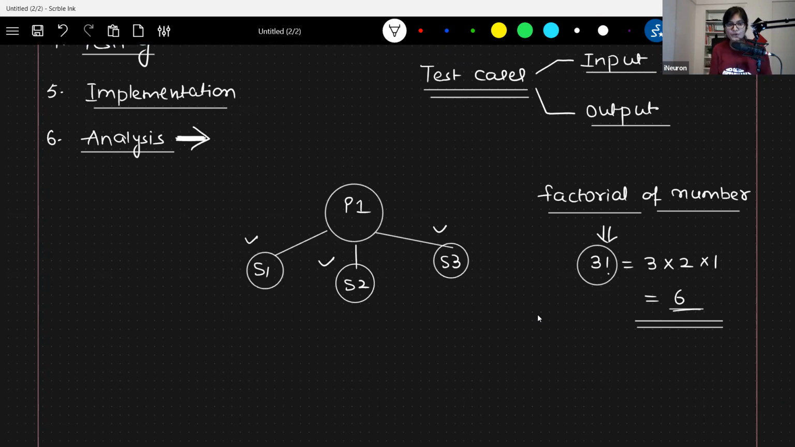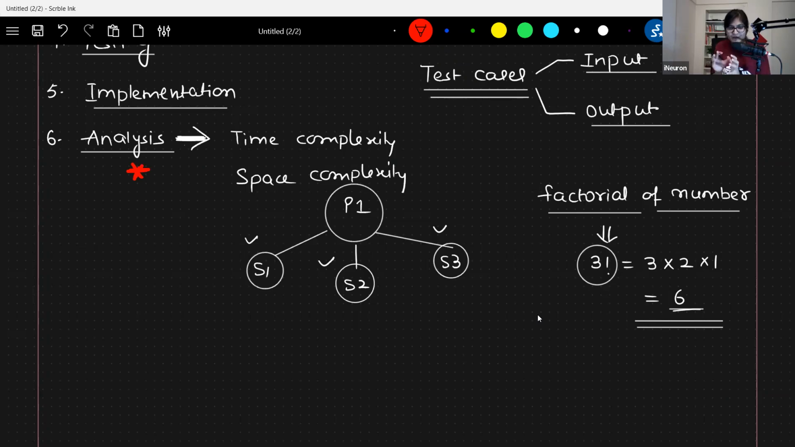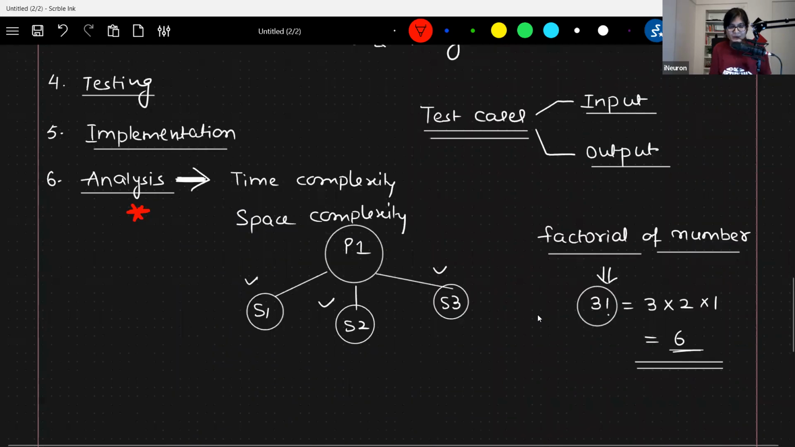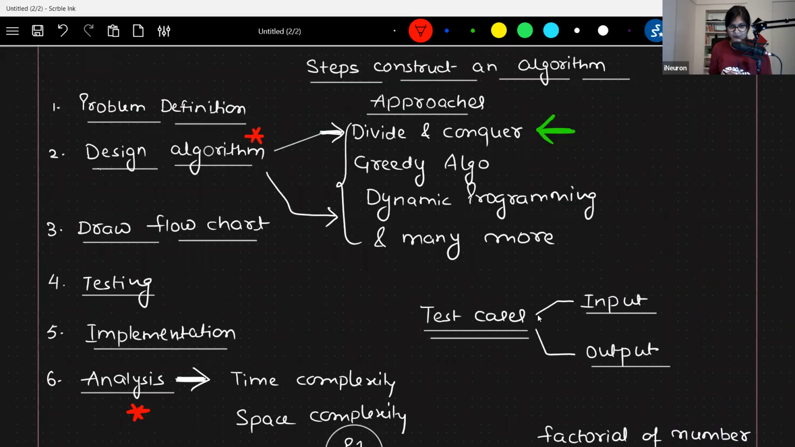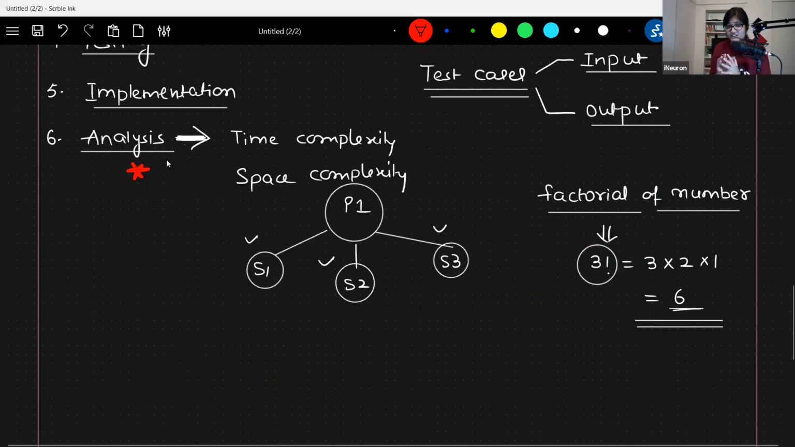In analysis, we have two components. One is called time complexity, and another is called space complexity. Today, our complete discussion will be on this part. If you are able to understand the analysis module, and then the design algorithm module, every other step is very easy for you. So today we will start the analysis module and discuss in depth what analysis is all about, what the meaning of time complexity and space complexity is, and how we can compare multiple solutions of a given problem and say which solution is the optimized one.